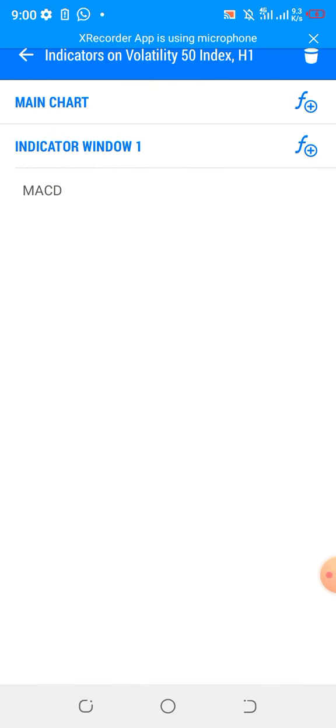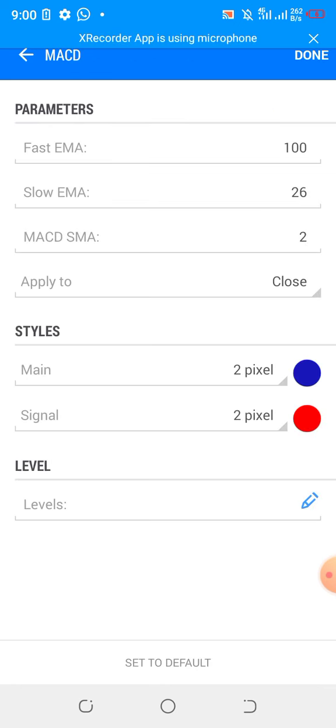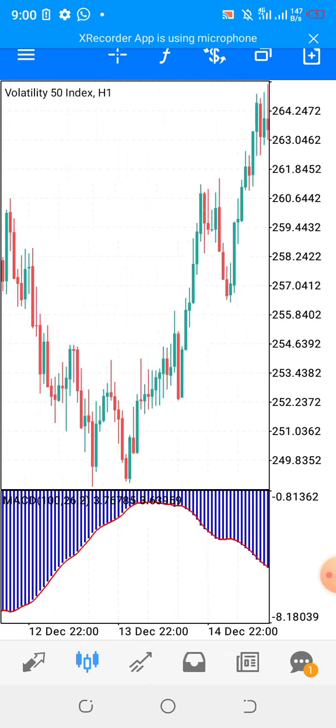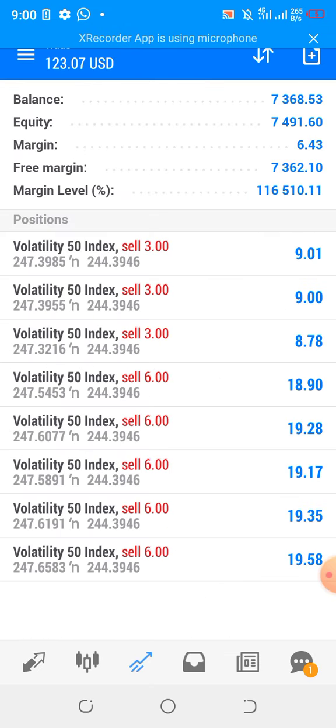Now here are the settings for this MACD indicator. Copy the settings down. Once you are done setting up the settings, you hit done. Now apply it the same way I apply it so that you will make consistent profit.